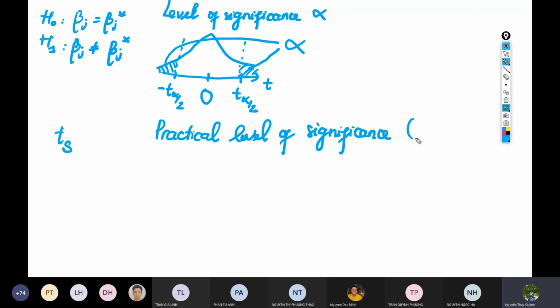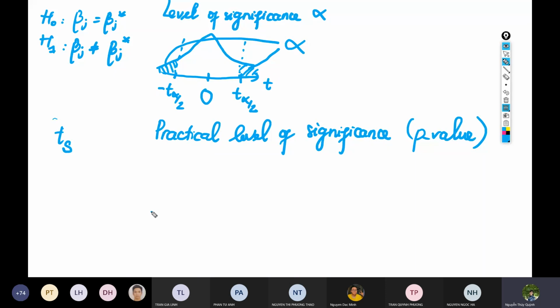Okay, the p-value will be the level of significance associated with your observed value of T. Alpha is the level of significance associated with the critical value of T. Then the p-value will be the practical level of significance associated with the observed value of t. All right, so this is how we determine the p-value for a two-sided test.